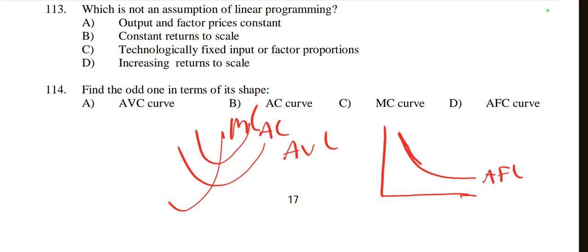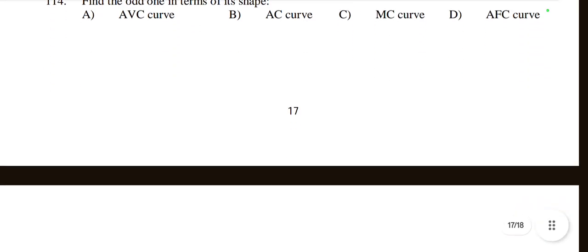AFC, downward sloping rectangular hyperbola. So the odd one is the AFC curve. All are U shape. SC, ABC, MC are U shape, but AFC is a rectangular hyperbola. The shape of AFC is a rectangular hyperbola, downward sloping. So here option D is different from all of these.